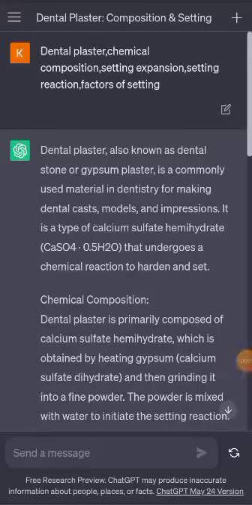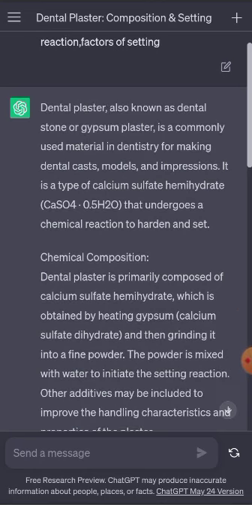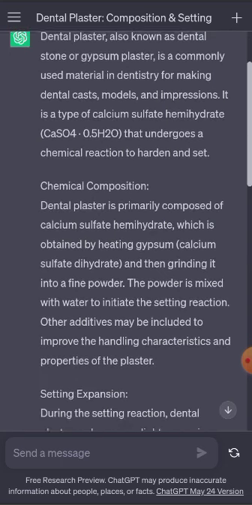This topic is about dental plaster: chemical composition, setting expansion, setting reaction, and factors of setting. Dental plaster, also known as dental stone or gypsum plaster, is a commonly used material in dentistry for making dental casts, models, and impressions. It is a type of calcium sulfate hemihydrate, CaSO4·0.5H2O, that undergoes a chemical reaction to harden and set. Chemical composition.